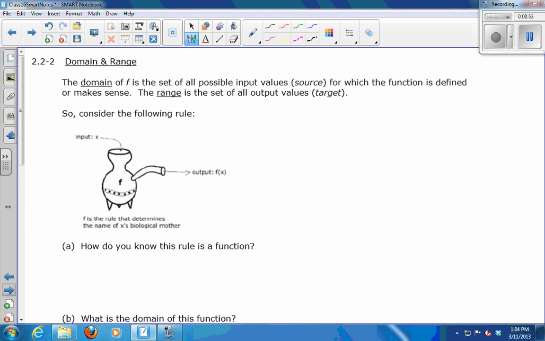The range is a little bit new. That's the set of all output values of the function. So if you think of the function like a machine, right? The domain is all the things that you're allowed to drop into the top of the machine that won't jam the machine, right? And the range is all the things that the machine creates, all the things that come out of the machine.